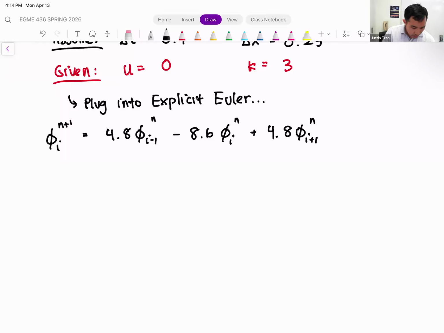Now that we have this expression, let's evaluate it at all of the grid points, so for all values of i.